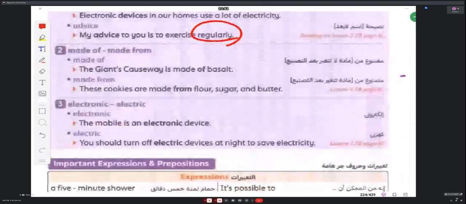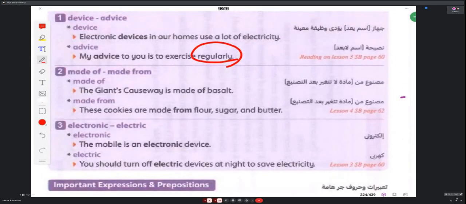Okay, read them again. Device, advice. Electronic devices in our house use a lot of electricity. Advice. My advice to you is to exercise regularly. Made of. The Giant's Causeway is made of basalt. Made from. These cookies are made from flour, sugar, and butter.